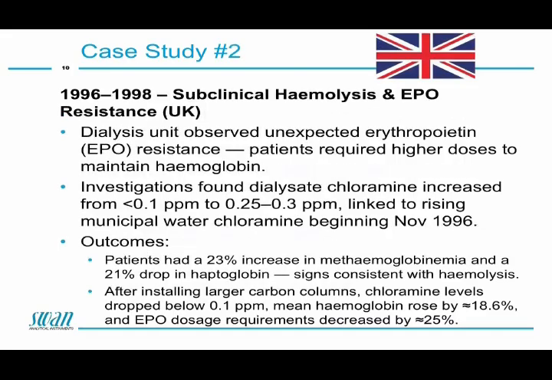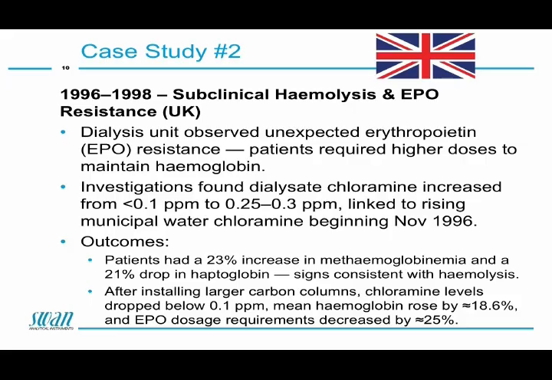Then we've got another case in the UK, around about 96 to 98. And in this dialysis unit, they observed unexpected EPO, or erythropoietin resistance. So patients suddenly required higher doses to maintain their hemoglobin. Now, the investigations found that the dialysate chloramine increased from usually where it was less than 0.1 ppm, to about 0.25 to 0.3 ppm. This was linked to rising municipal water chloramine beginning in November 1996.